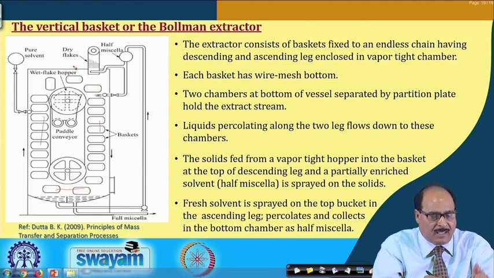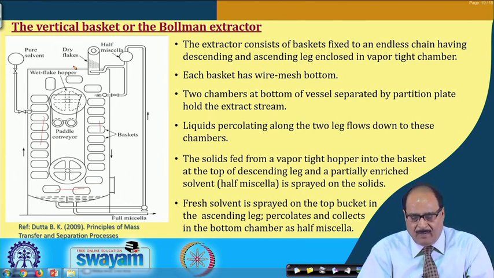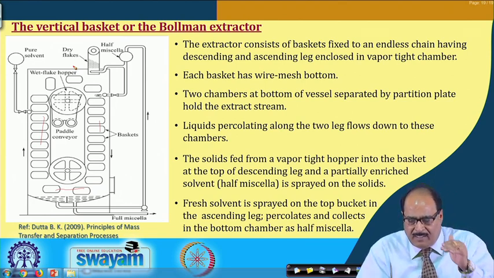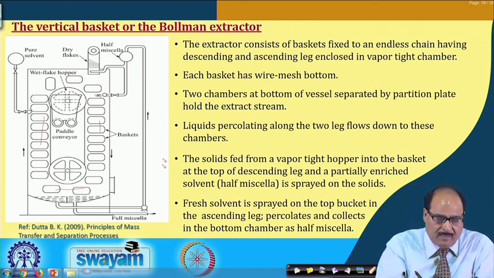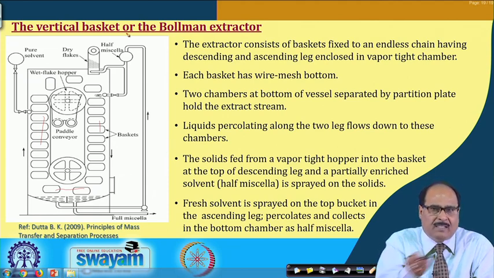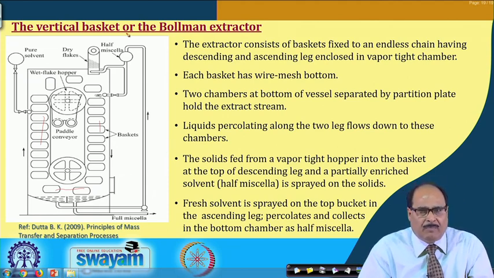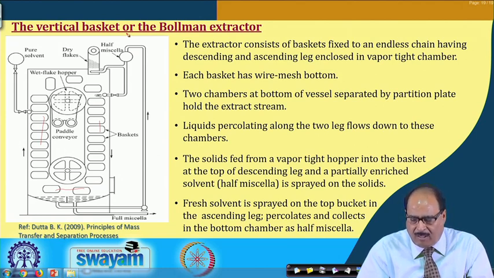You can see here the solids are fed from here, okay, in the descending leg, and a partially enriched solvent, that is a half miscela, is again sprayed. So, by this the maximum recovery of the oil is ensured. Fresh solvent is sprayed on the top basket in the ascending leg, and this percolates and collects in the bottom chamber as half miscela. So, this is how this vertical basket type extractor works.